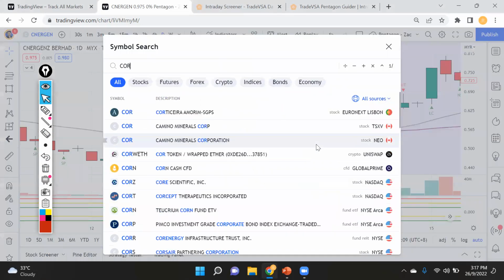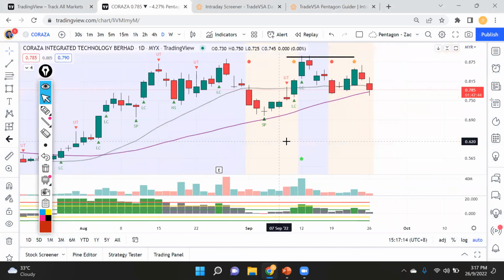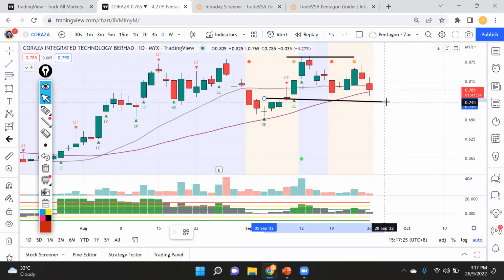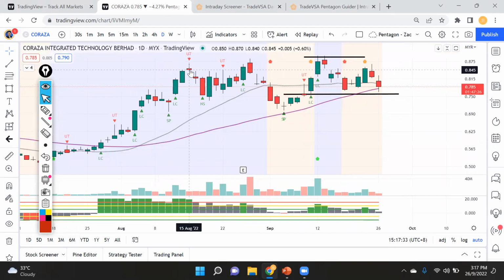Now the next one is Coraza. If you look into Coraza, here also we got a UT very close to the 40 MA, trading above. Until now, yes, today is still a weak market, but it's still trading above on this UT. For example, if it's this kind of UT, then I'll be more afraid to take the trade. But anyway, this is not a confirmed UT because the next day it actually dropped lower. What I'm trying to say is that if the price is far from the 20 MA, better not.